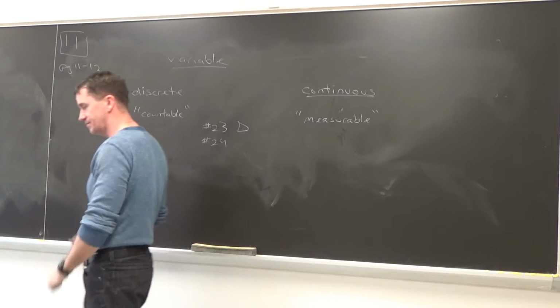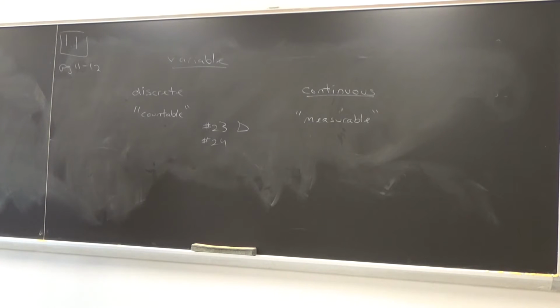Number 24. If you think you know it, raise your hand. The volume of water lost each day through a leaky faucet. Oh, the volume of water lost each day through a leaky faucet. Continuous. It's continuous. Very good. It's measurable, right?